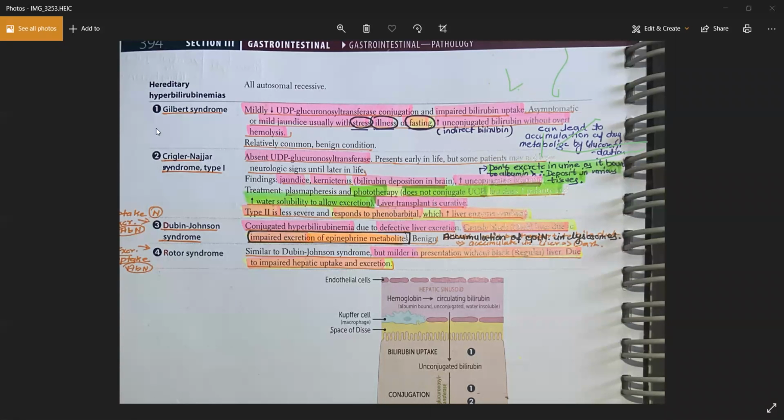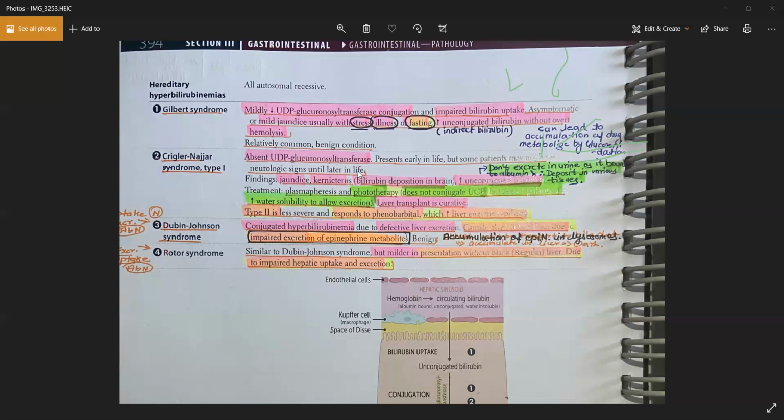So this condition will present itself in the very early stage of life, right? It will be symptomatic in the infants also, right? When the baby is just born, he can present with unconjugated hyperbilirubinemia. Symptoms include jaundice and kernicterus. Kernicterus, why? Because of the bilirubin deposition in the brain, right? The patient will have a high level of unconjugated bilirubin.